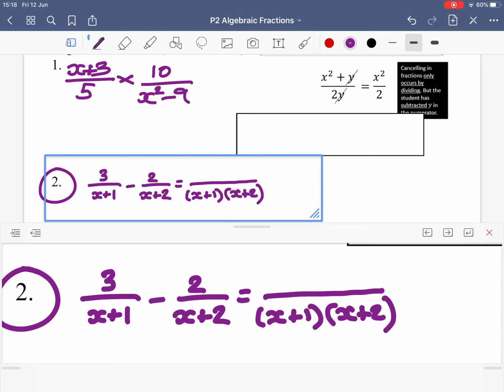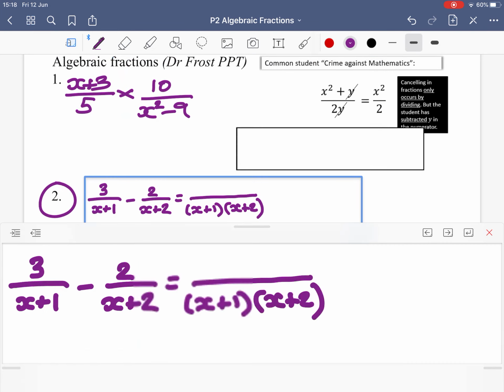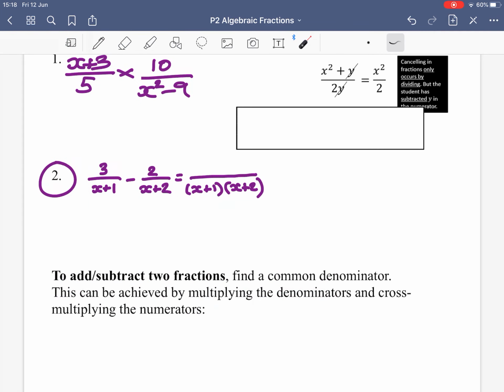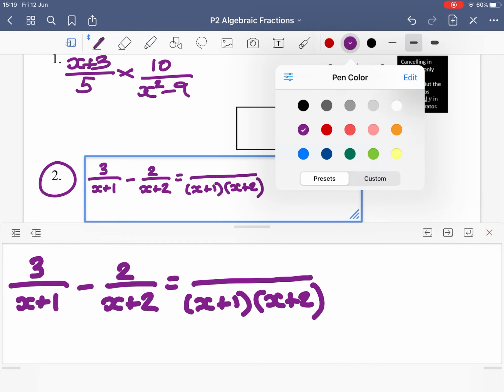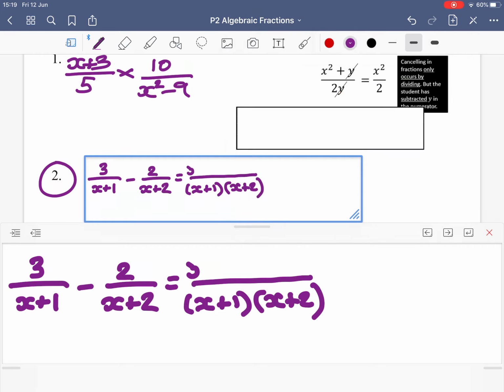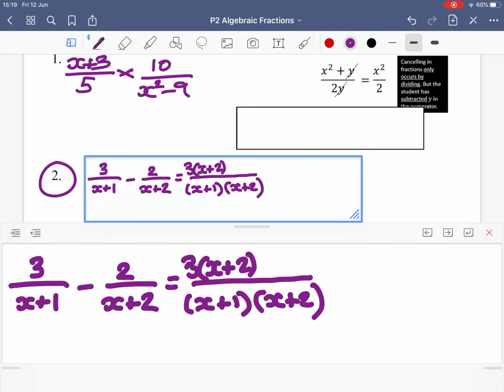So 3 over x plus 1, if we've multiplied the bottom by x plus 2, we have to multiply the top by x plus 2. Okay, so that's going to give me, instead of just 3 over x plus 1, it'll be 3 lots of x plus 2. That funny number there is a 3. Minus, so same on the other side, multiply by x plus 1 on the bottom, so multiply by x plus 1 on the top.